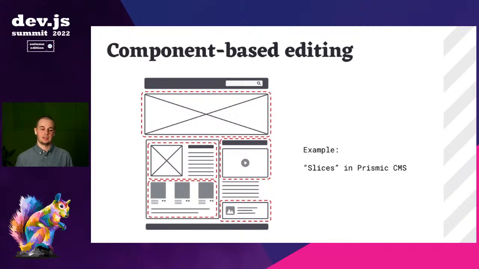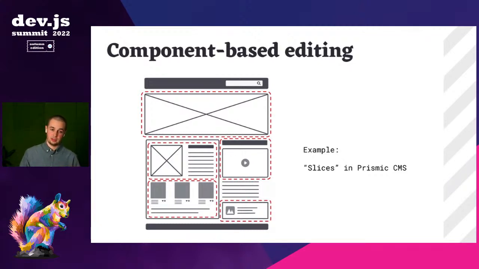And then the client, the user of the CMS, not only sees the form where they can put the content, but they can use these defined components and place them in correct order, remove some, change some, etc. So an example here would be slices in Prismic CMS, but as far as I remember, similar functionality is now also in Strapi and probably other CMSs too.